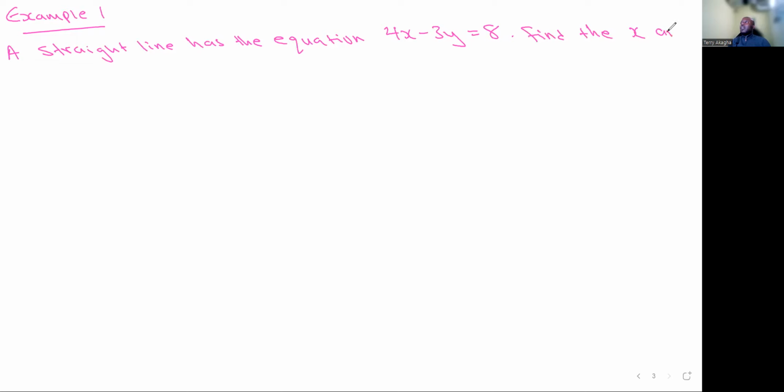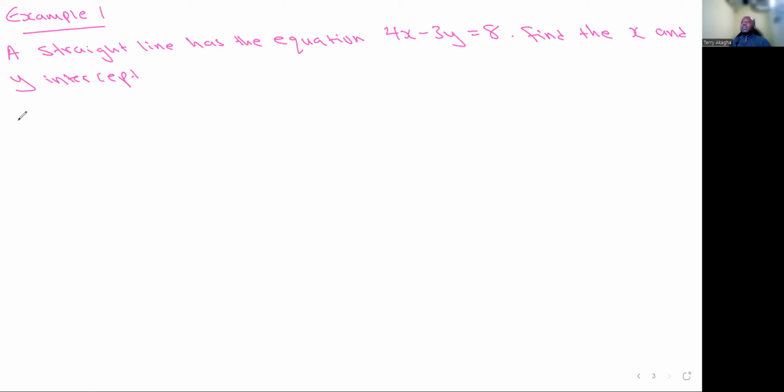We're told in this example, a straight line, in this case, we're having a straight line, has the equation 4x minus 3y is equal to 8, okay? If the question now said, then you have to find the x and the y intercept. The x and the y intercept, okay?